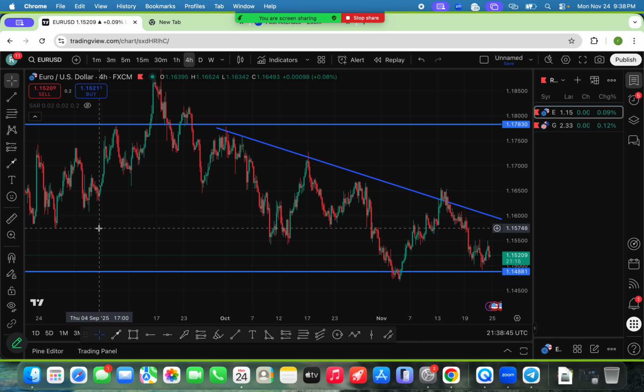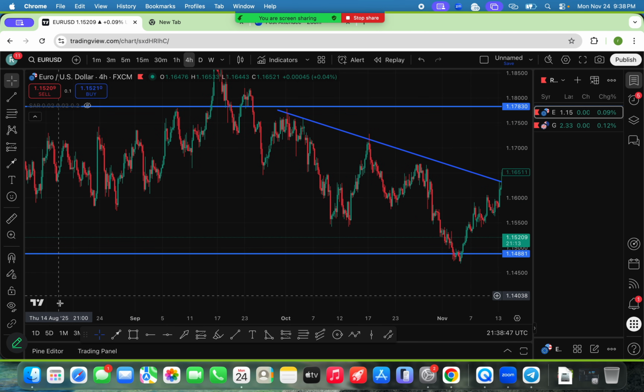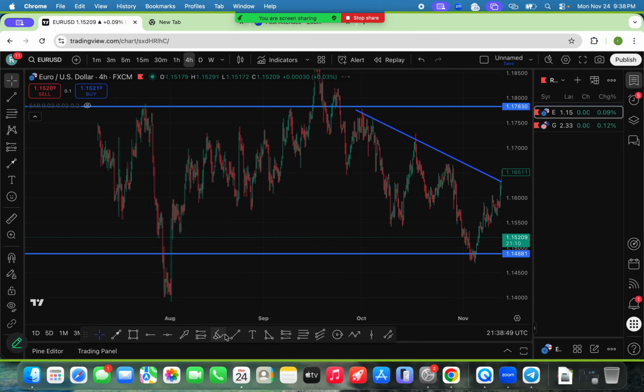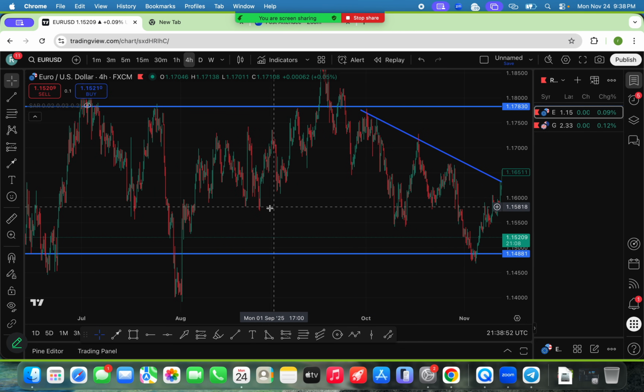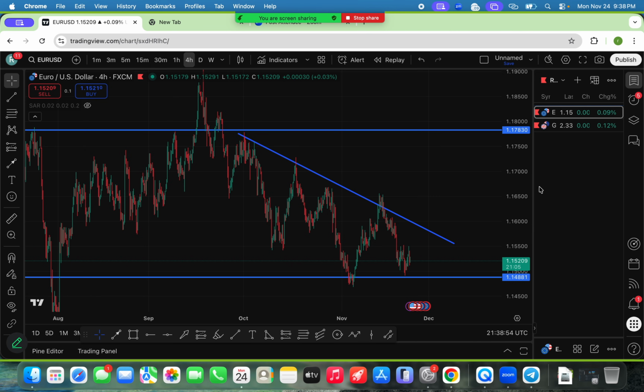See, guys, when you can find your turning point, you are 50% done with the analysis. When you can find a good turning point, you are 50% done with the analysis.